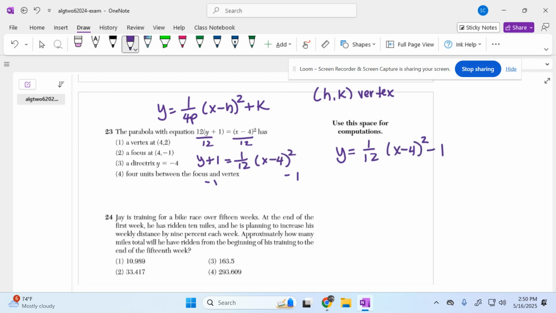From this equation in vertex form, we should be able to at least sketch what this parabola looks like. This first fraction is positive, so that means we know it's a parabola that's going to be concave up, it's going to open up.